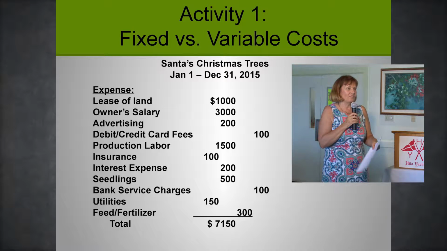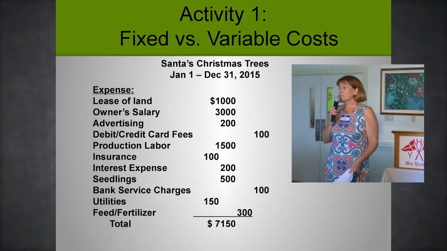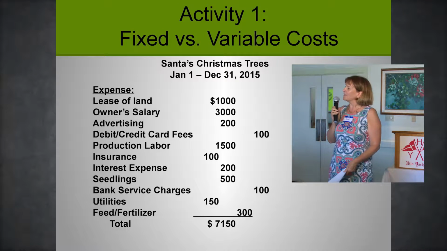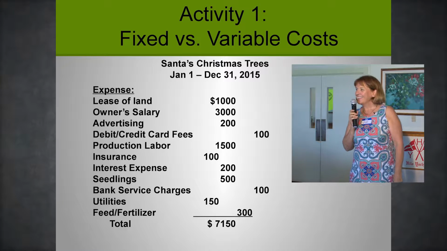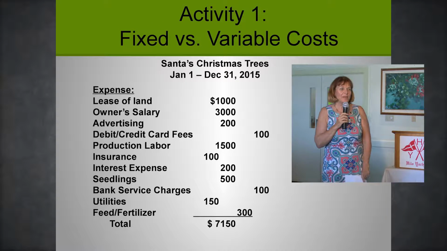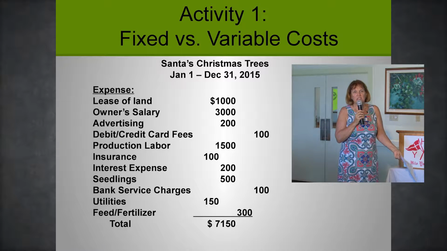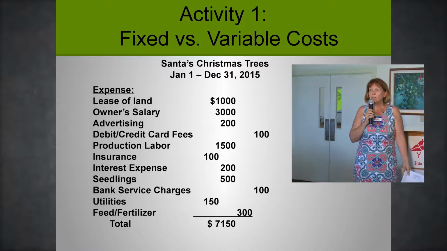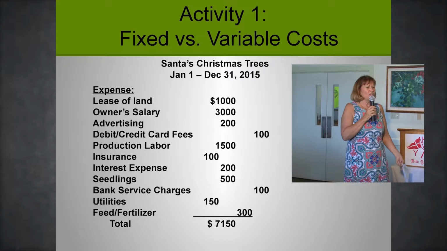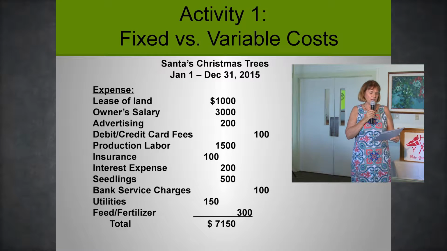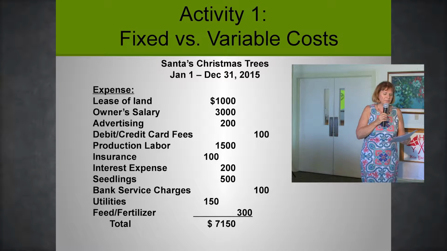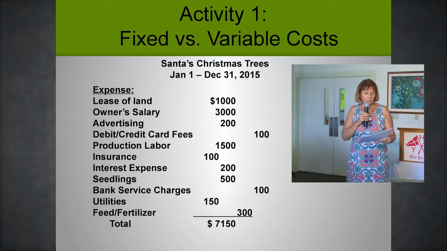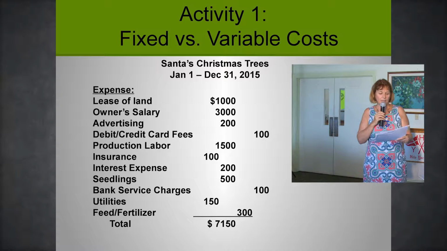How about debit credit card fees? We have a mixed response. Would you defend your answer? I would tend to say that it's variable because if you're using a Square or something, it's like 2-point-something percent on every sale. If you're using some other machine you pay a different rate, but usually it varies directly with your sales, right? How about production labor? Variable cost. How about insurance? Fixed. Yep, we can agree on that one.